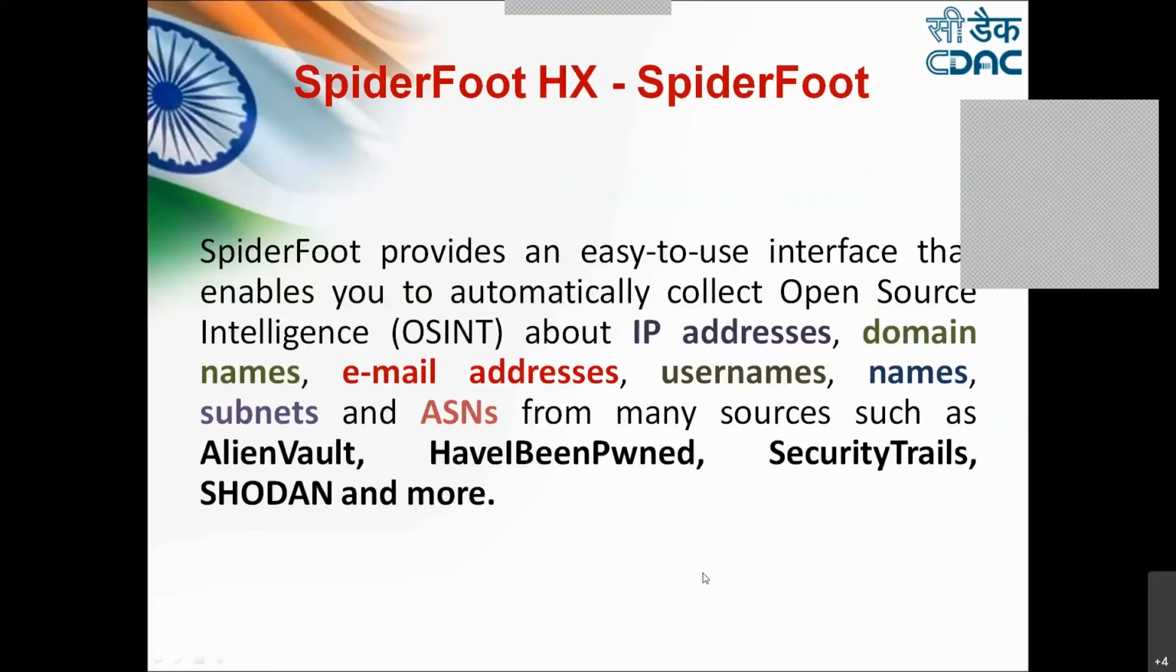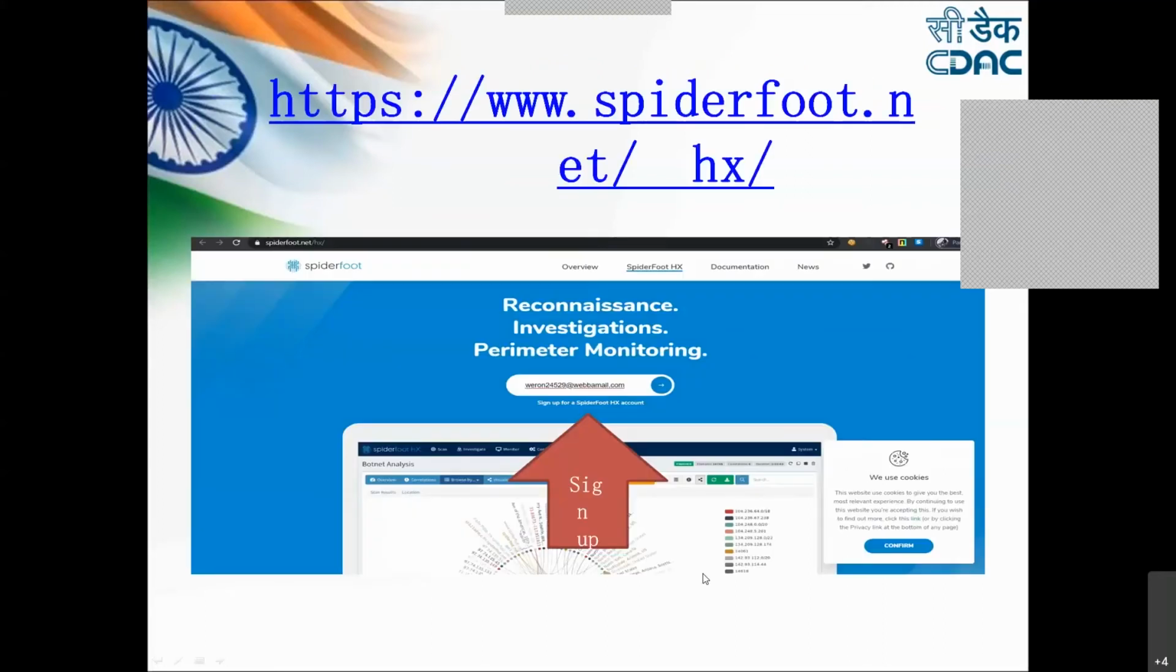Now, how to use this Spiderfoot? Just open Google, type Spiderfoot HX. You'll get the first link. Just click on that link, and this is the home page which you are going to get for Spiderfoot. Now, this Spiderfoot allows the user to get information only with a particular website registered with Spiderfoot for only 3 targets. That means with Spiderfoot, you can only get the information about 3 targets with 1 email.